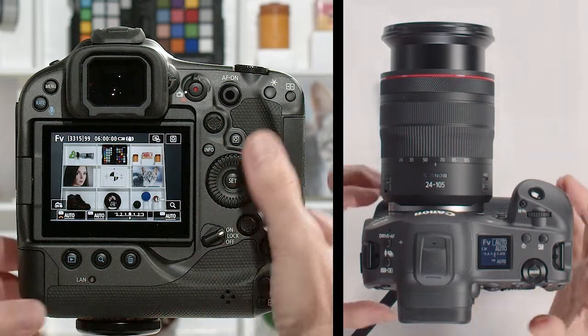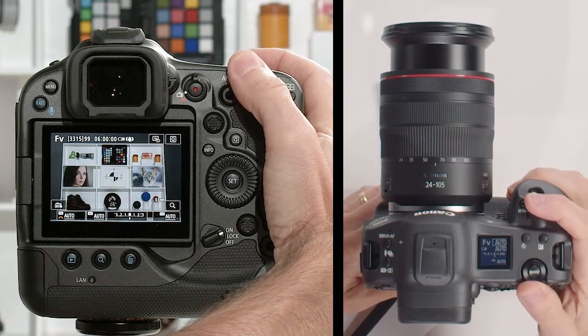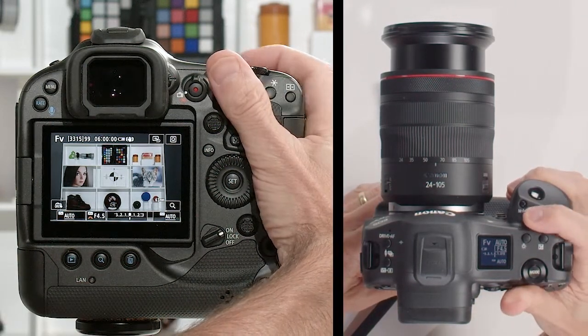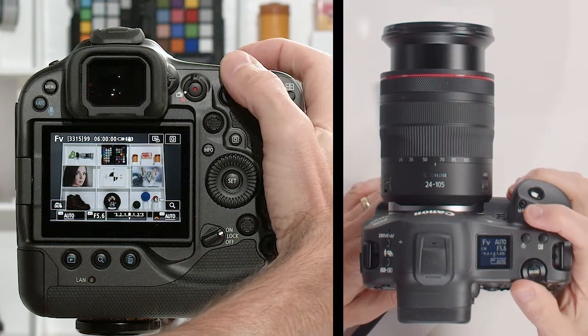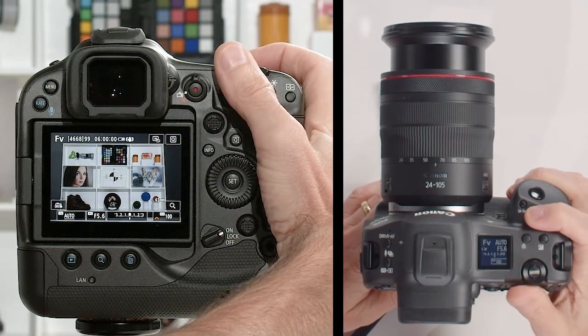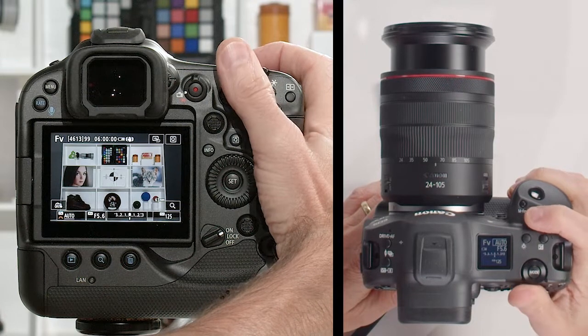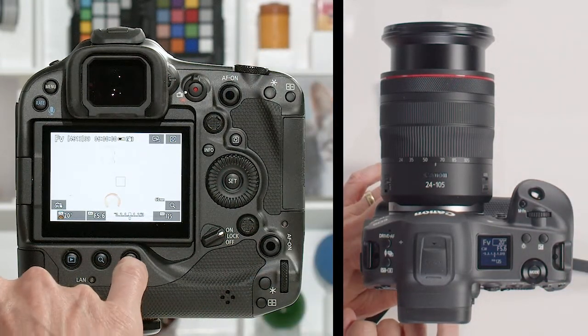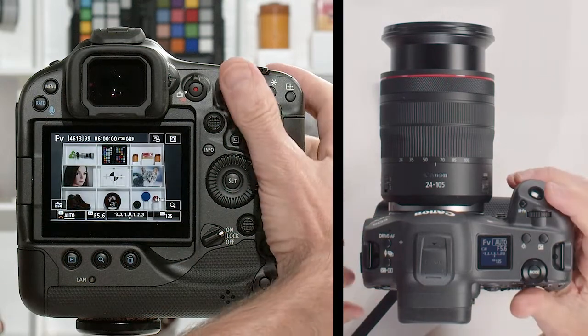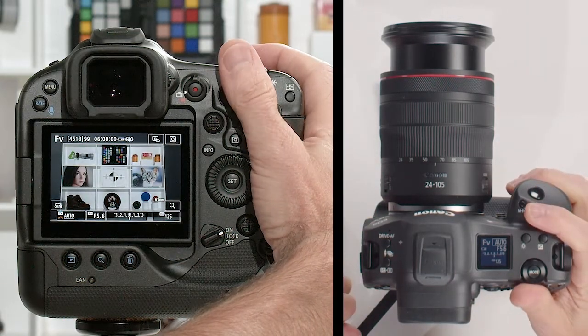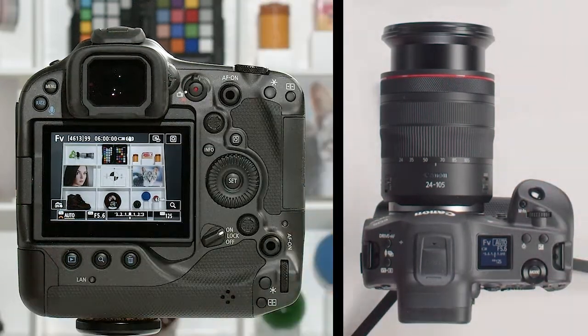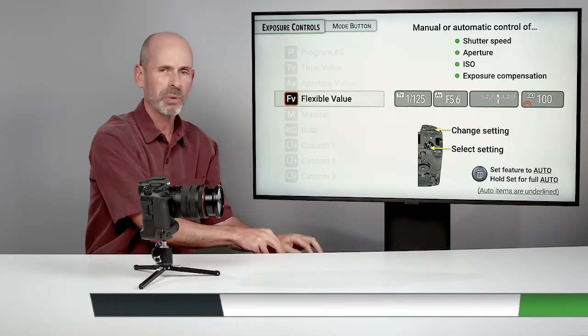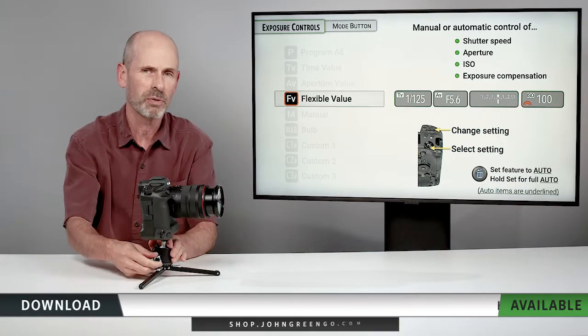And I may have held that for just a little too long because it sent everything into a full auto mode. So let me get this reset here. So if I just want to get time value into automatic, I'll press the garbage can button and there, time value is now automatic. So this is a little confusing to people who have never used this before.